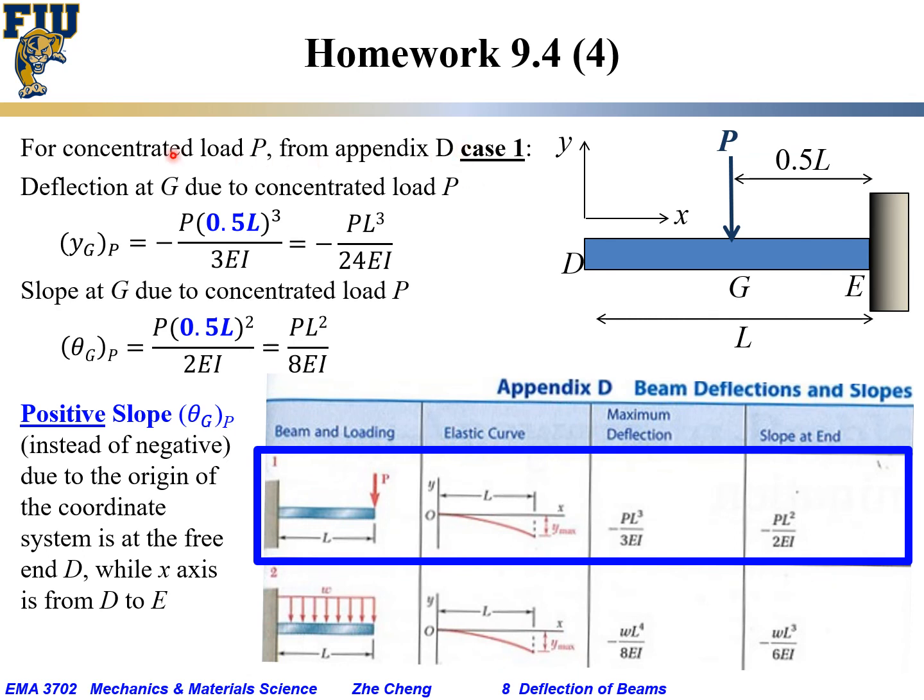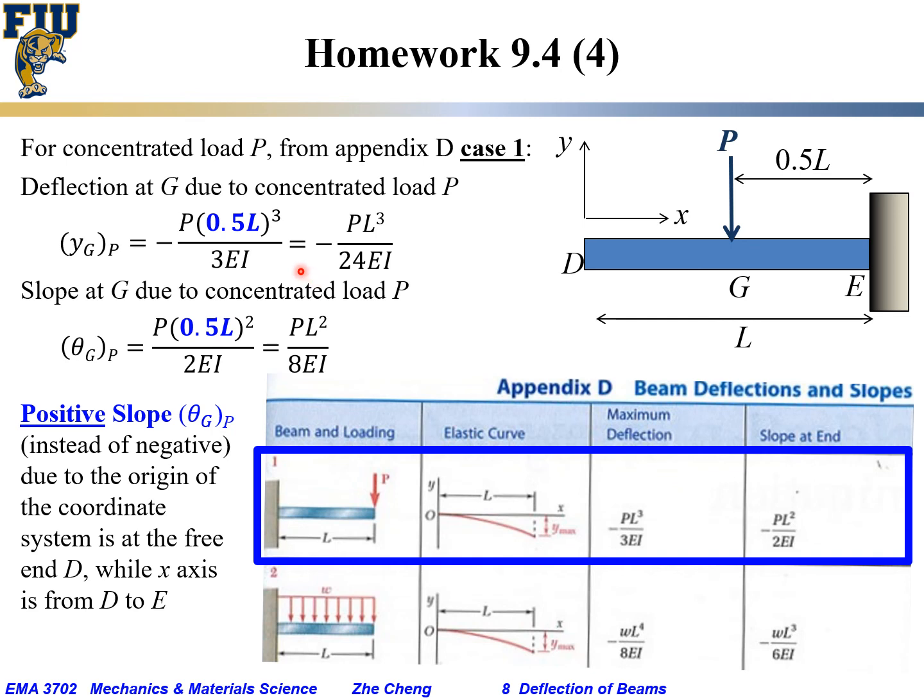On the other hand, the concentrated load P, remember, is applied at the center of the cantilever beam. It's still related to Appendix D, Case 1, except the load is not at the end, it is at the center. So the deflection due to the concentrated load P at the far end would be minus PL cubed over 3EI. But here, because it is only at halfway, the L essentially would be half of L in this case, and the negative sign is because it's going downward.